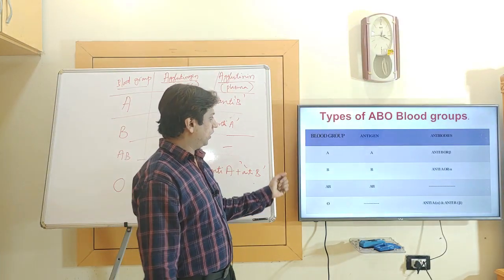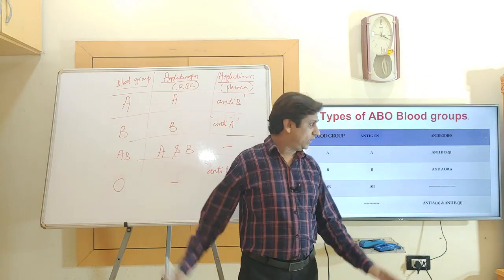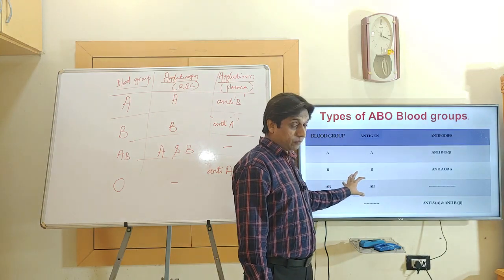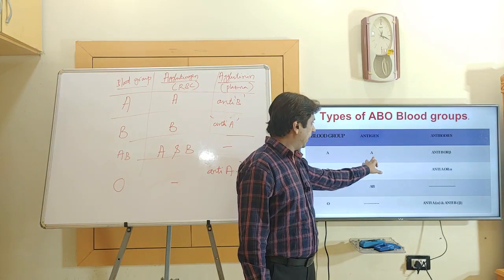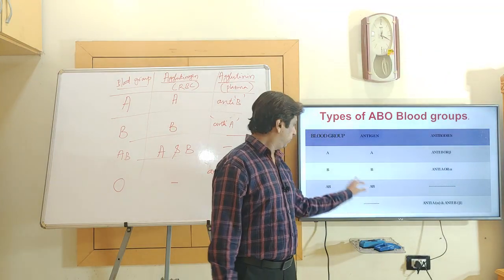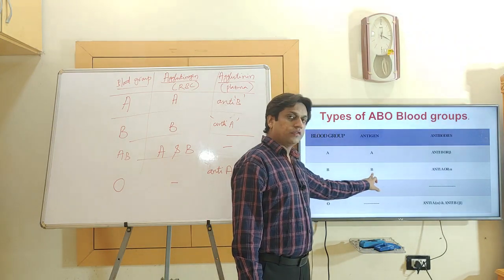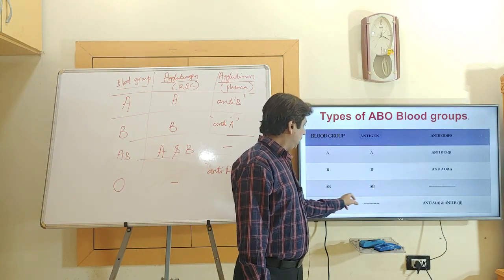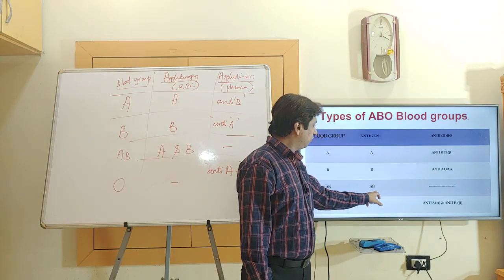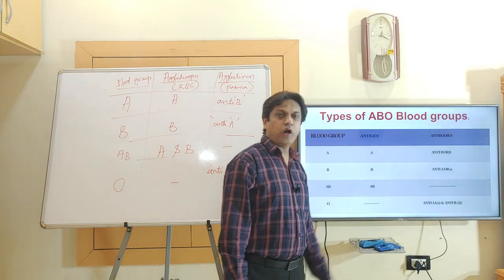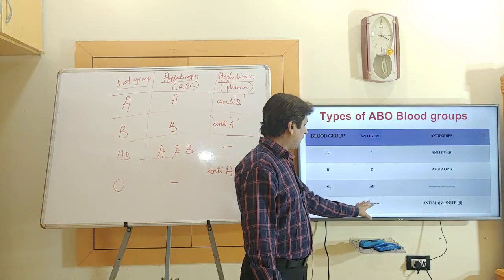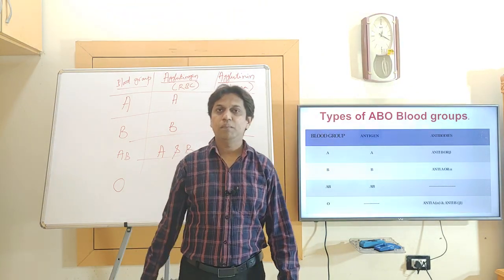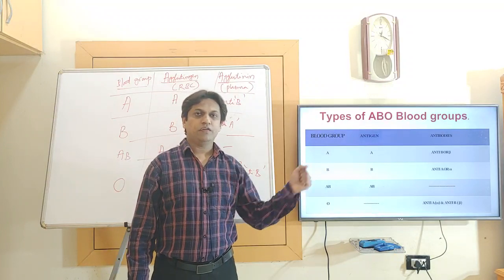Again, this is the tabular description which I have already depicted here. The basic concept of the ABO blood group system: blood group A has A antigen on the surface of the RBC and anti-B antibodies. Blood group B has B antigen on the RBC and anti-A antibody in the plasma. AB has both A and B antigens on the surface of the RBC and no antibodies in the plasma, whereas blood group O has neither A nor B antigen on the RBC and both anti-A and anti-B agglutinins or antibodies in the plasma.